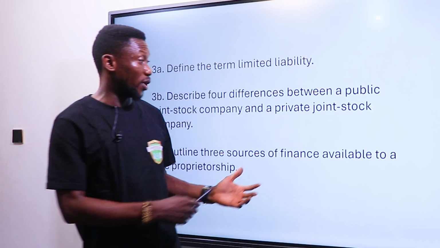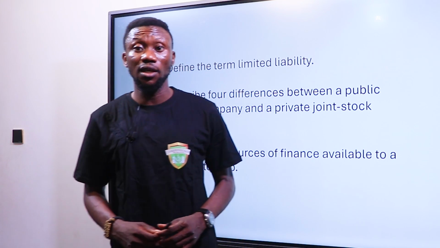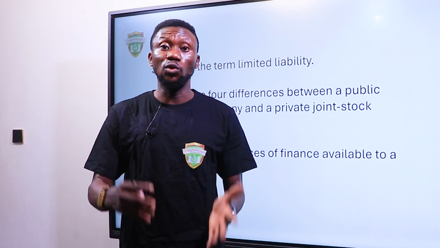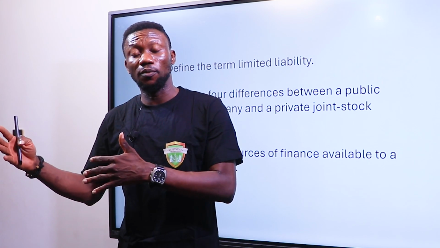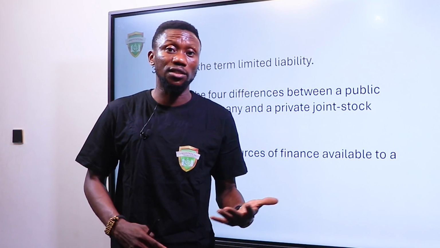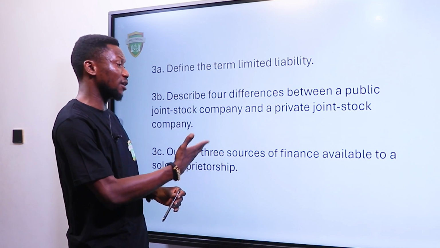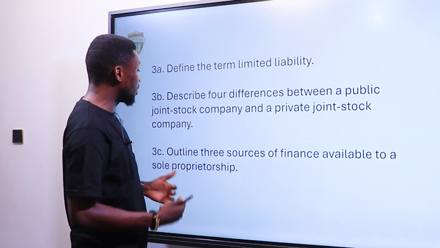So, three sources of finance for a sole proprietorship. I'm going to talk about three ways your mom can finance her business. She can finance it from her personal savings. She can take a loan from a bank. She can take a loan from her friends or relatives. Or she can take investment from other businesses or reinvest her profit as well.